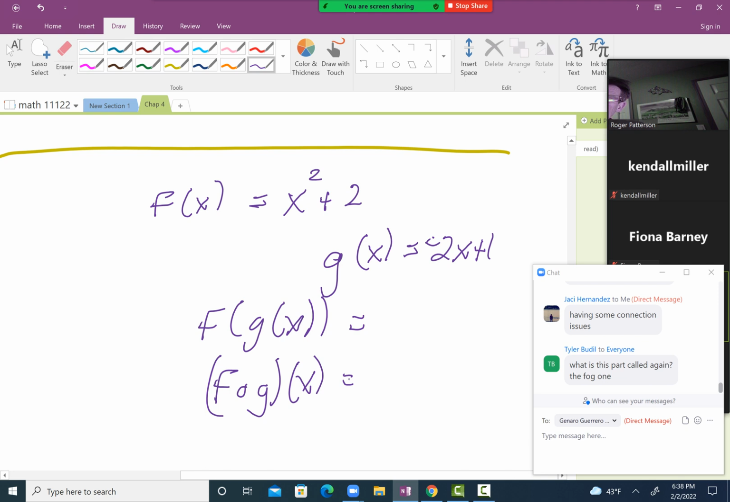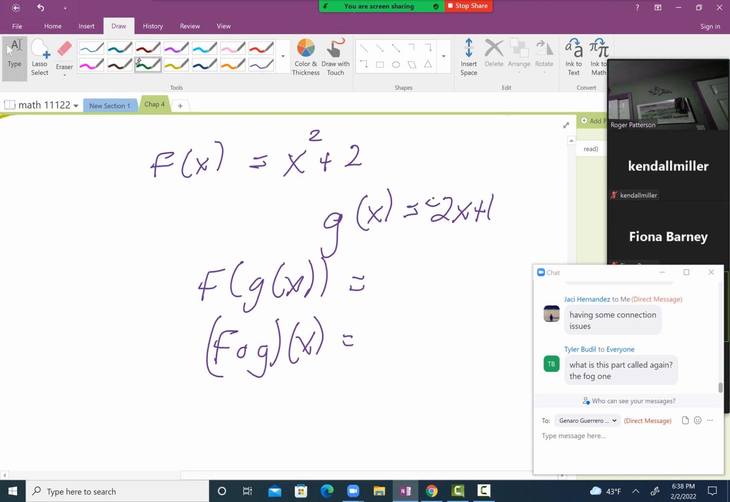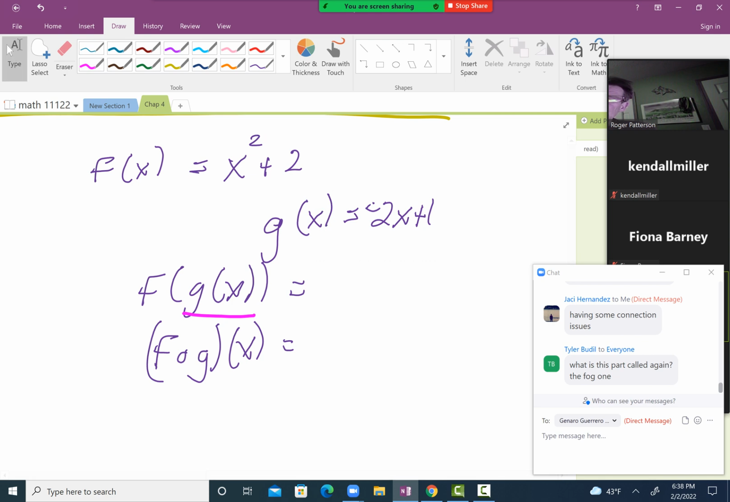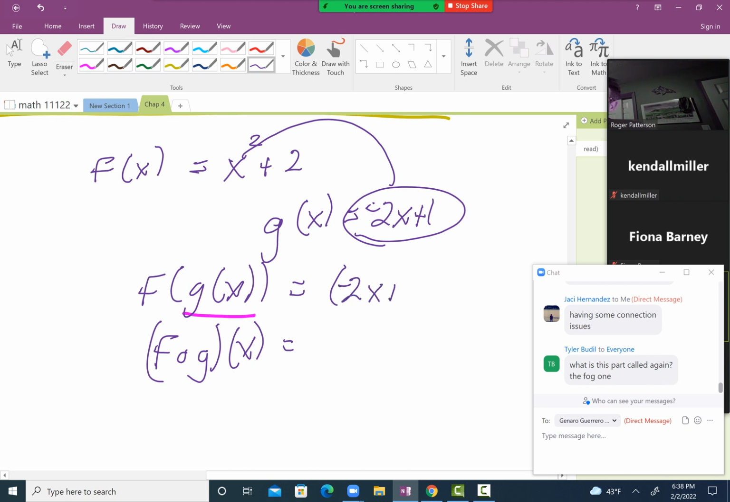Well, what we're going to do here is take this g function that's right here. I'm going to take that whole g function and substitute it into the f. So I'm going to put that wherever I see an x. I'm going to take this whole thing here and put that right in there. So I'm just going to write it out here: (2x plus 1) squared plus 2.